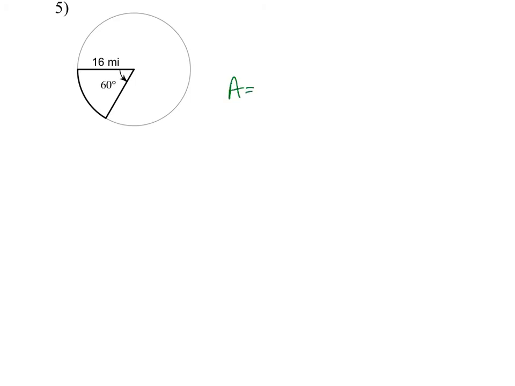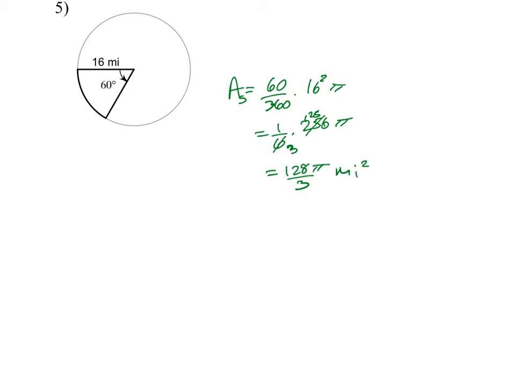Okay, so again here, area equals 60 over 360 times 16 squared pi. So 1/6 times 16 squared equals 256. This is the same. If I simplify by 3, I have 2. I have 128. Simplify by 2, so this is 3 right here. So 128 pi divided by 3 miles squared.